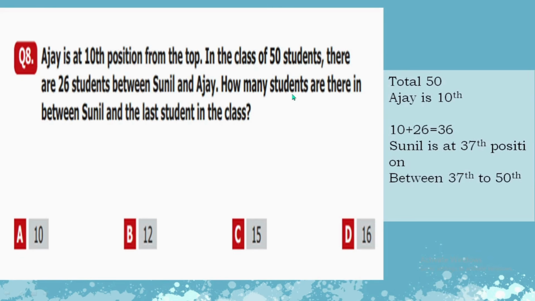Then the next part is that how many students are there in between Sunil and the last student of the class. So Sunil is at 37th position and the last student will be on 50th position. So we have to find the number of students between these two numbers. So there are 12 students between 37 and 50. We will skip the 37th position and 50th position. There are 12 students.